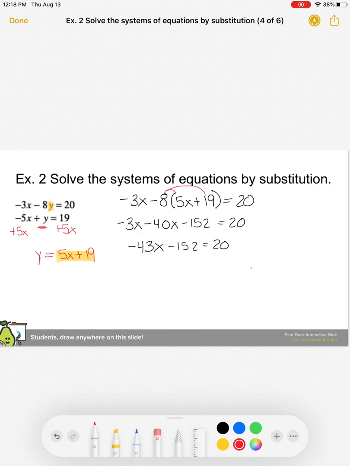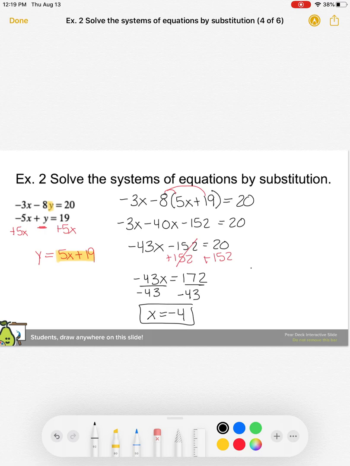Add the 152 to the other side. Go across the line, remember to change that sign. So negative 43x equals 172. Divide both sides by negative 43. Okay, again, numbers I don't really know off the top of my head, so let's try it. And I get the answer is negative 4.